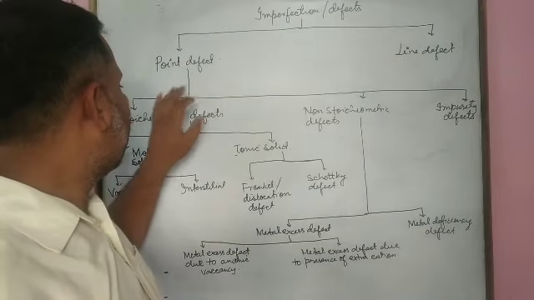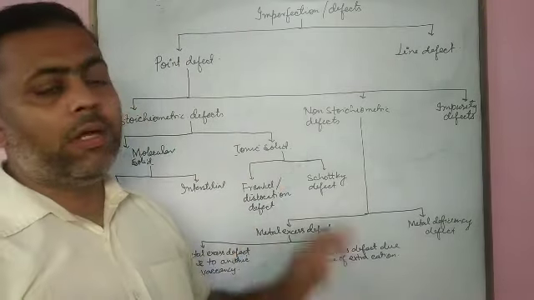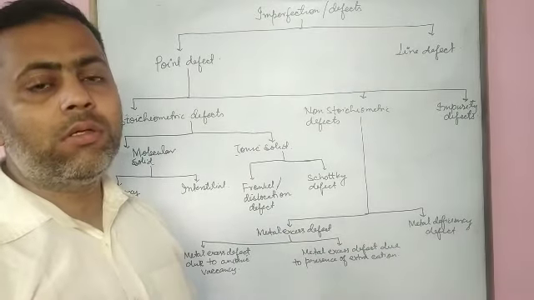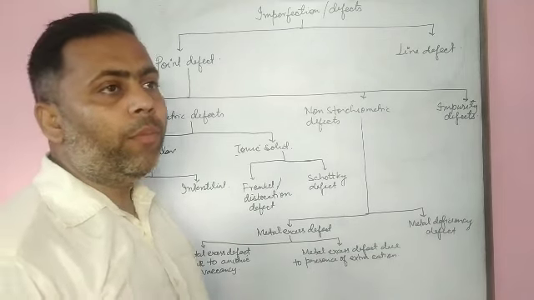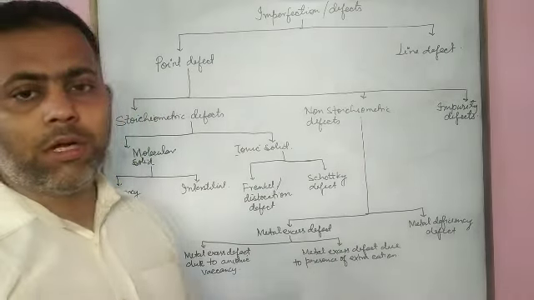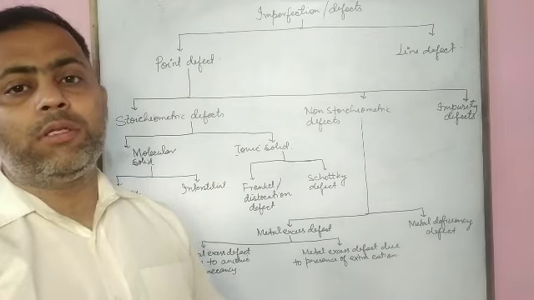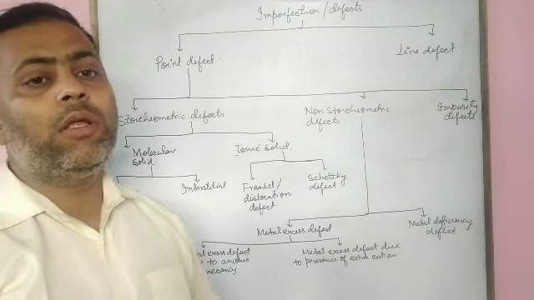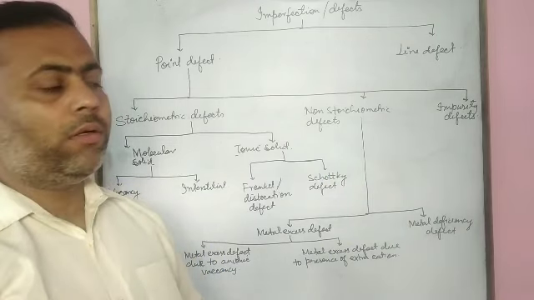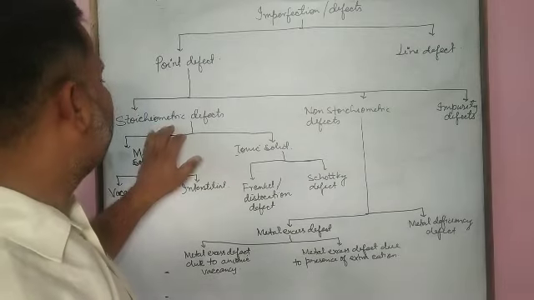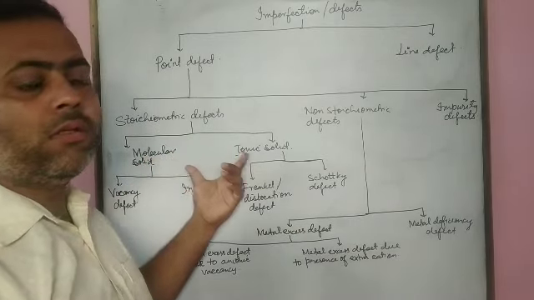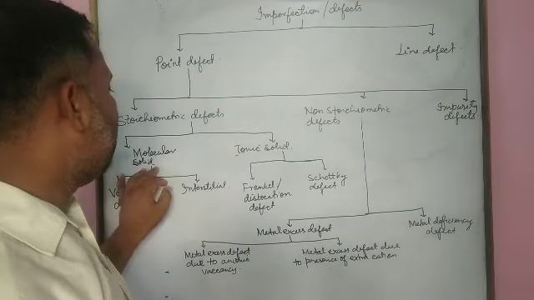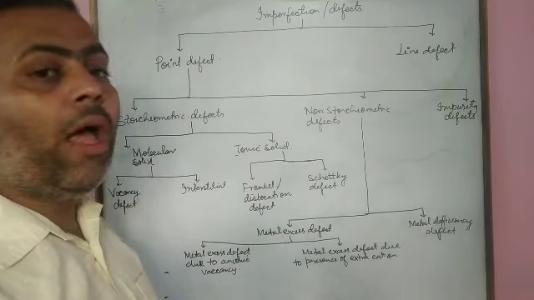Point defect is categorized into stoichiometric and non-stoichiometric. Stoichiometric means, in this case, the proportion of the element is maintained. It means the ratio of the elements is maintained. Whereas in case of non-stoichiometric defect, the ratio of the elements is not maintained. Stoichiometric defect is categorized based on the solids in which they occur: molecular solids and ionic solids.